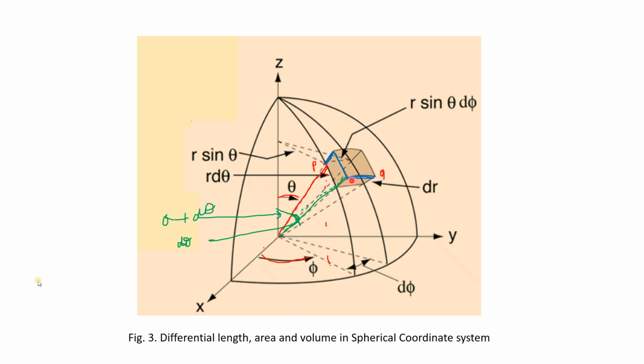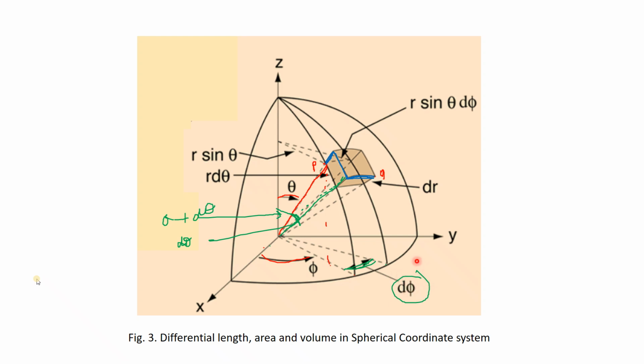Imagining that dr is very small, this curve is represented as r sine theta d phi. Why? Because this angle is phi, and the new point Q lies over here, so this angle is d phi. Now if this is d phi, what will be the arc value? It won't be just d phi. You might want to write r d phi, but you cannot, even though in the cylindrical coordinate system you wrote r d phi.